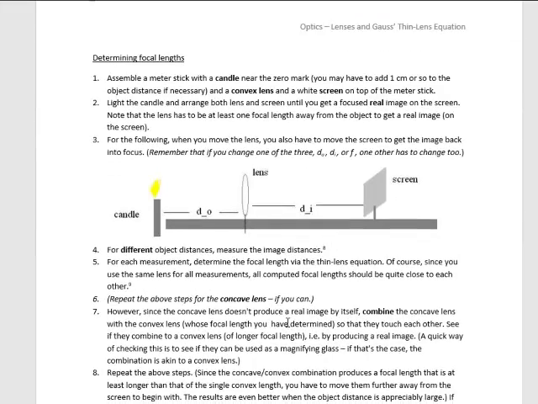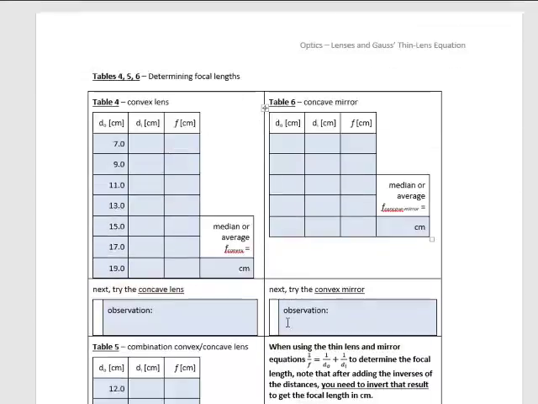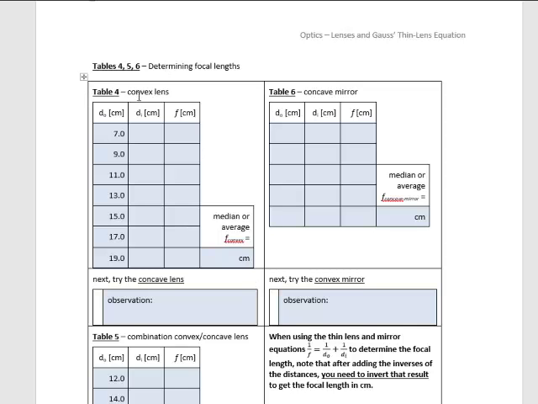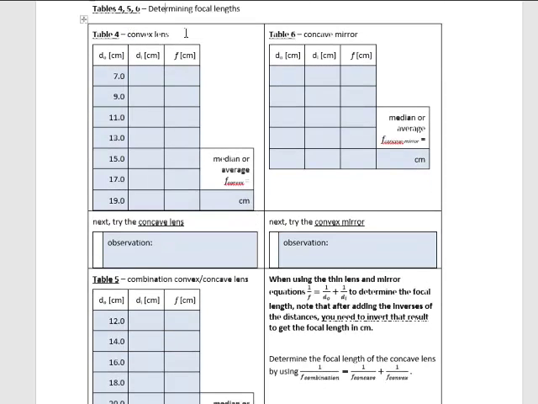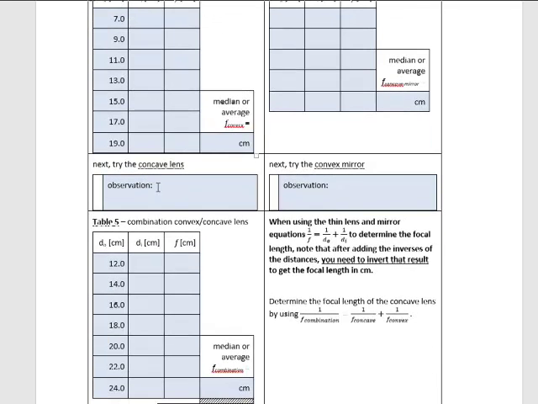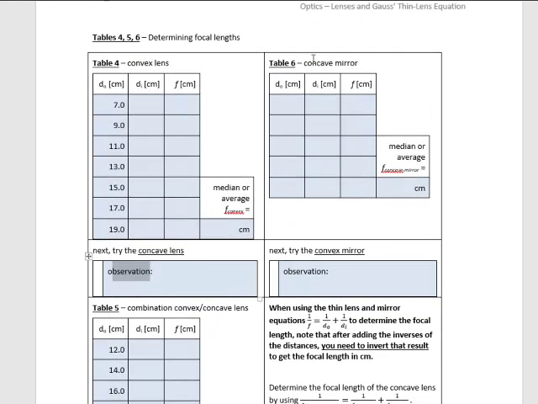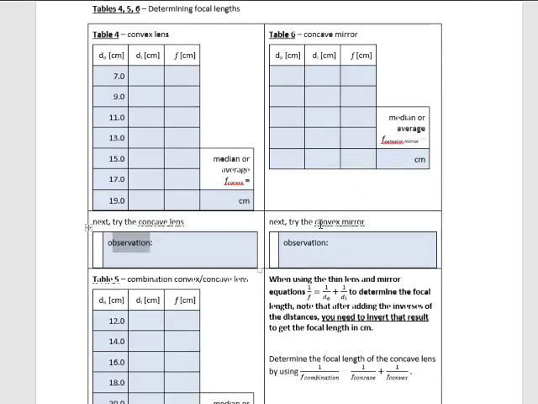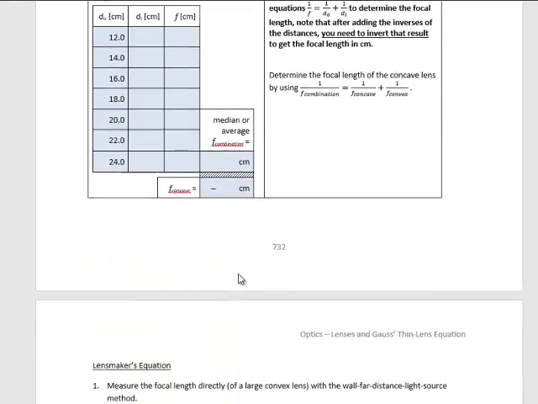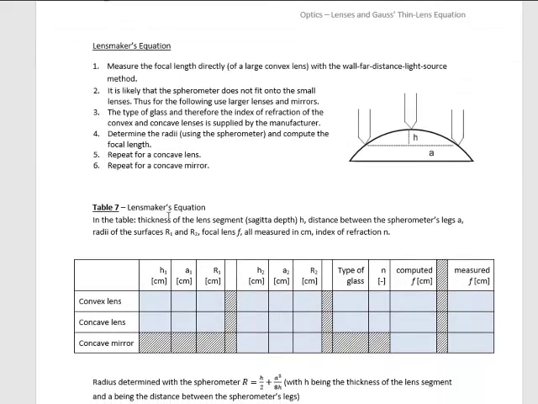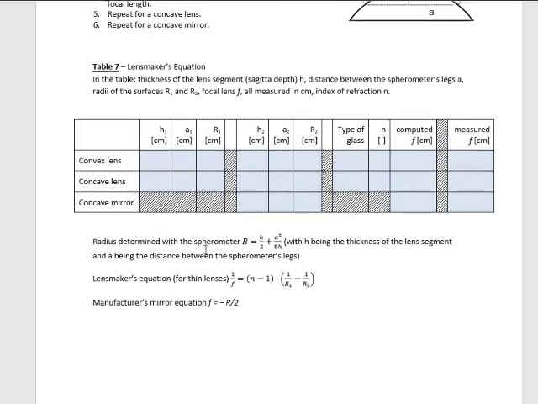This is the setup, and this is at the heart of it. This is what I will be doing. The convex lens here, then the concave lens, and apparently that table is pretty short. Then the combination convex-concave lens, then the concave mirror, then the convex mirror. Again, that will be at the heart of it. This one here, table 7, the lens-maker equation, I will likely skip as well.